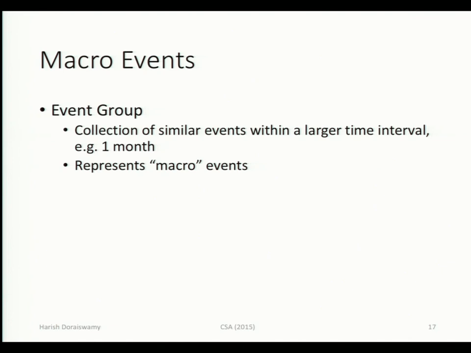So once we have these small events, you can have a lot of them. Some of them may be totally uninteresting. So we need to group them into similar events. For this, we again fix it into different bins and then group them within each bin. In this case, say for example, we take all the micro events that happen in a month and we group them into a set of macro events.